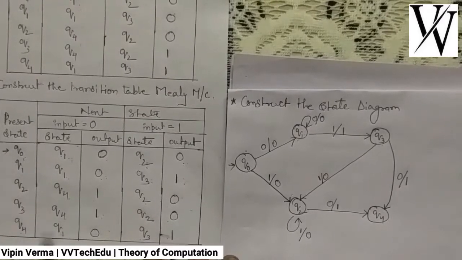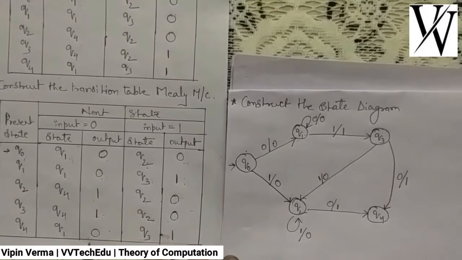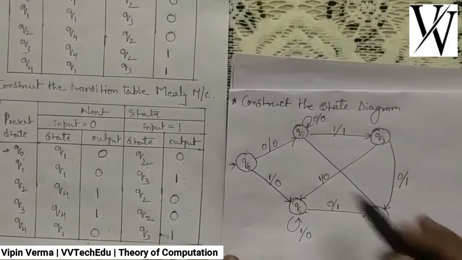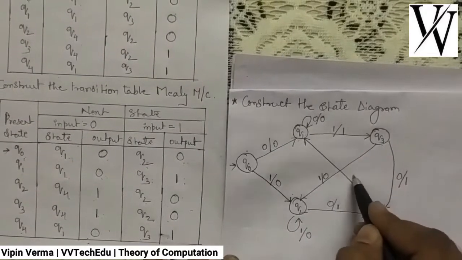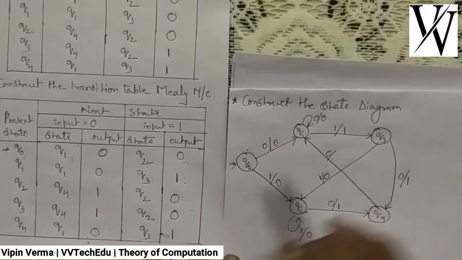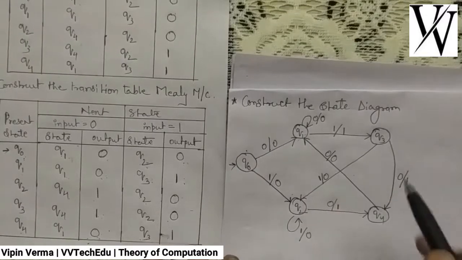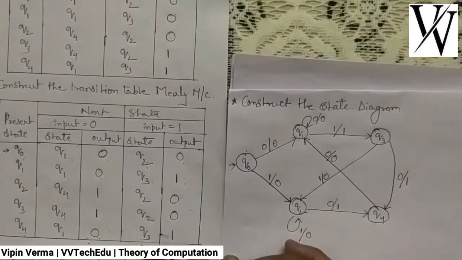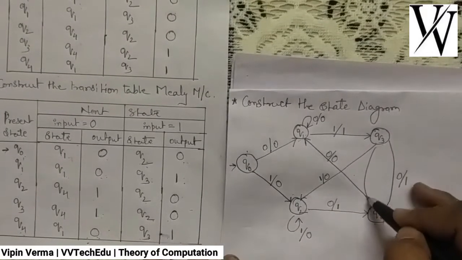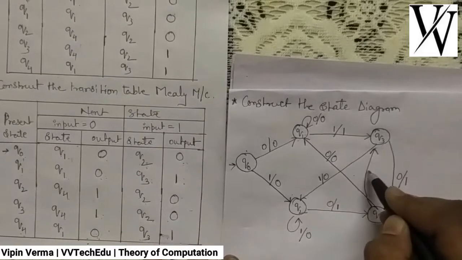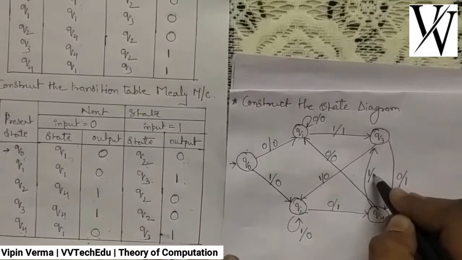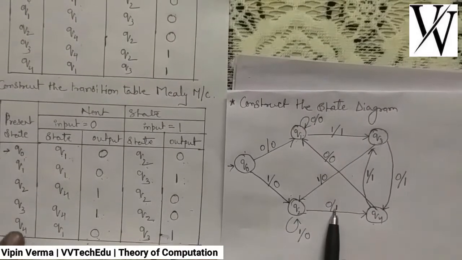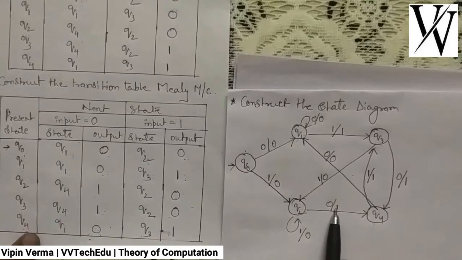Now at Q4 state the transition on 0 is to Q1 and the output is 0. So at Q4 the transition on 0 to Q1, writing here the input and its corresponding output is 0 also. Now the transition at Q4 on 1 is to Q3, and the output is 1. Okay, so this is what we call the transition diagram corresponding to the transition table of the Mealy machine.